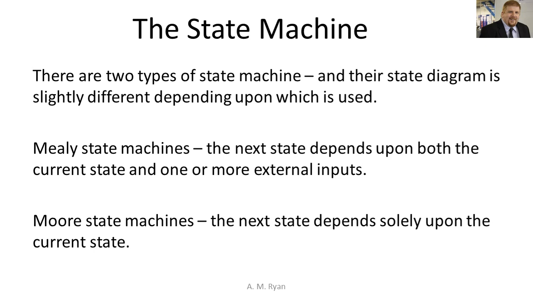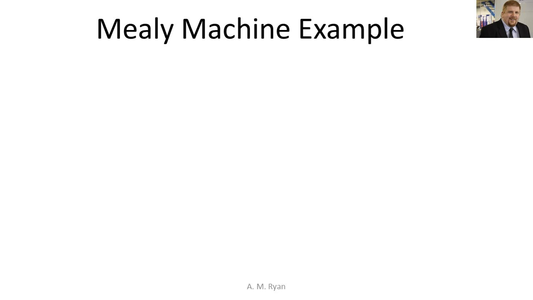Okay. Now I'm going to be slightly weird here, and we're going to do an example, which is a Mealy machine. So we've got current state and external inputs. And our Mealy machine example is going to be an up-down modulo 6 counter. So let's start with this. Up and down. So it will count up or it will count down depending on an external input. Okay. Modulo 6 means it has 6 states it will count through. So it will count from 0 up to 5.